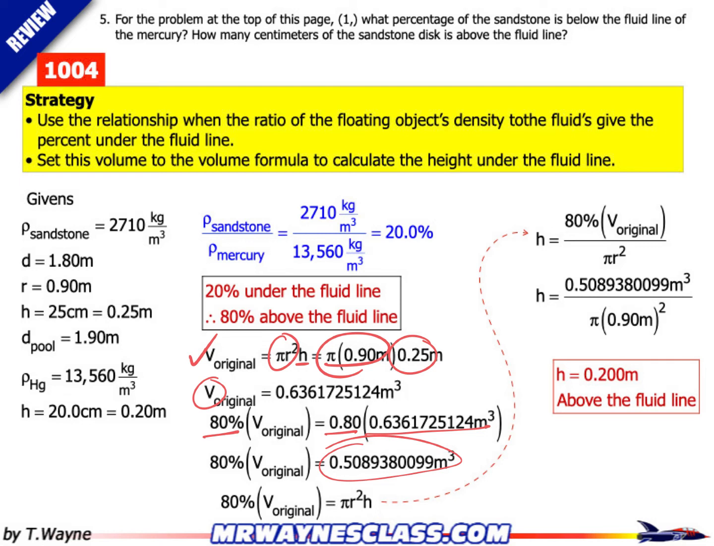And that means that this number, 0.509, is equal to pi r squared times h. So if that's true, then when I isolate for h, it's 80% of the original volume divided by pi r squared. 80% of the original is just my same number that I had over here, 0.509, divided by pi r squared. And then when I solve it for h, I get 0.20 meters. So 20 centimeters are above the water line, or the fluid line in this case, not water line.